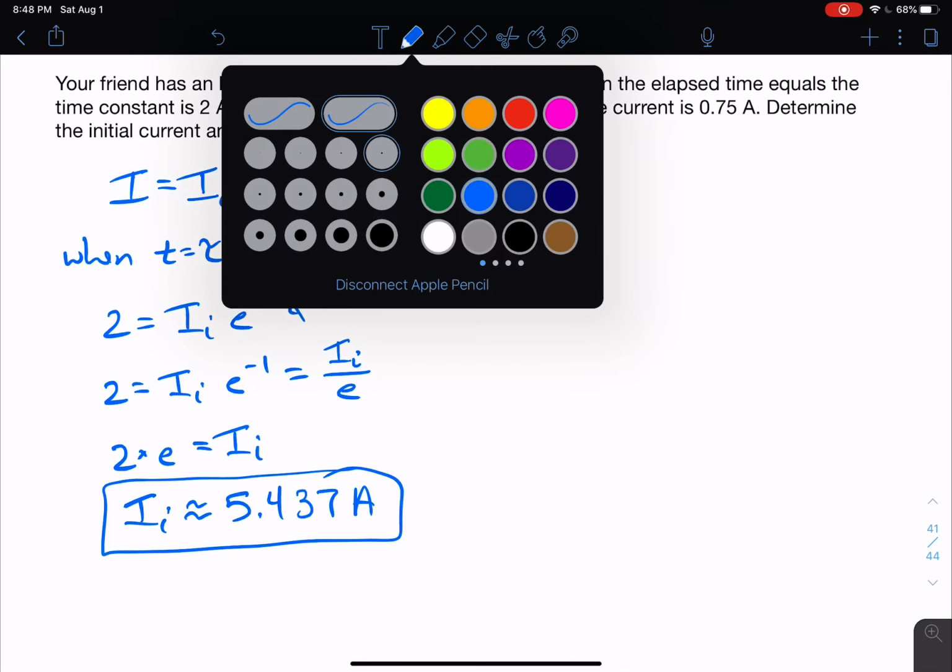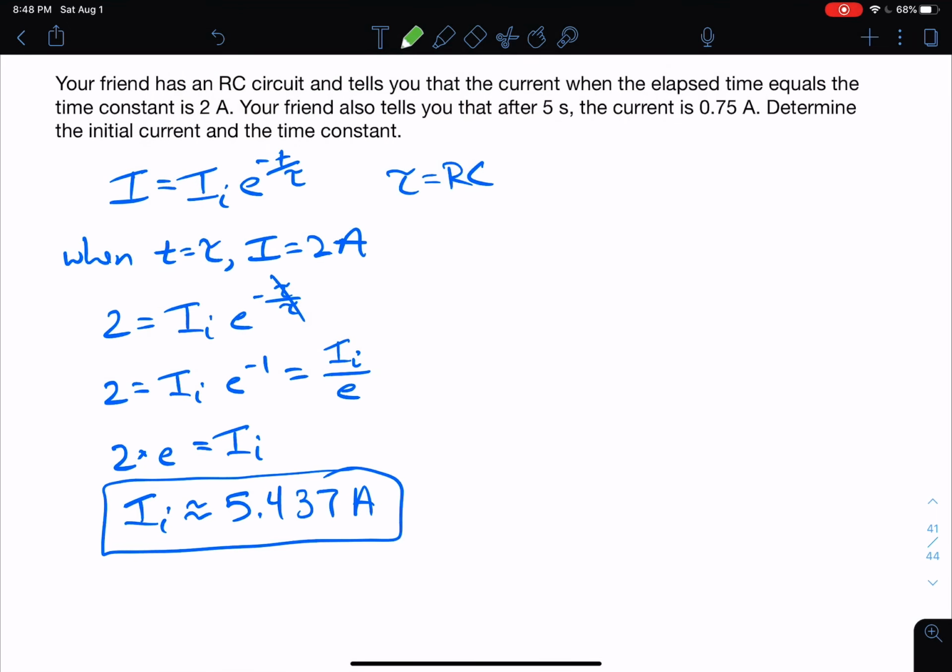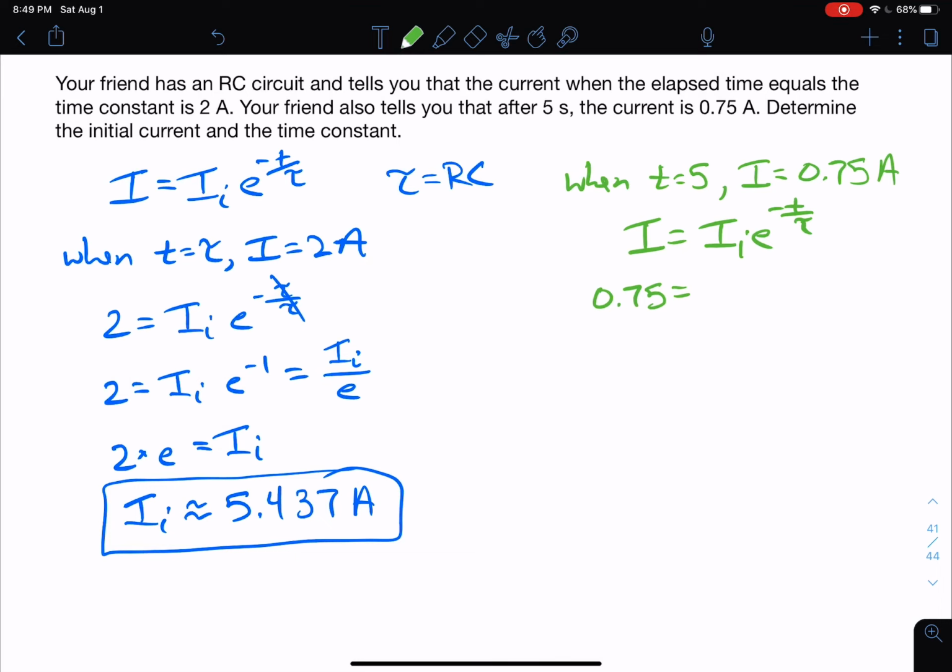Now let's do the second part, where we are trying to figure out the time constant. So in the second case, we're told that when t equals 5 seconds, I equals 0.75 amps. Okay, well, let me write the formula down again. I equals I initial, e to the negative t over tau. Okay, I is going to be 0.75. I initial, I just solved for that.